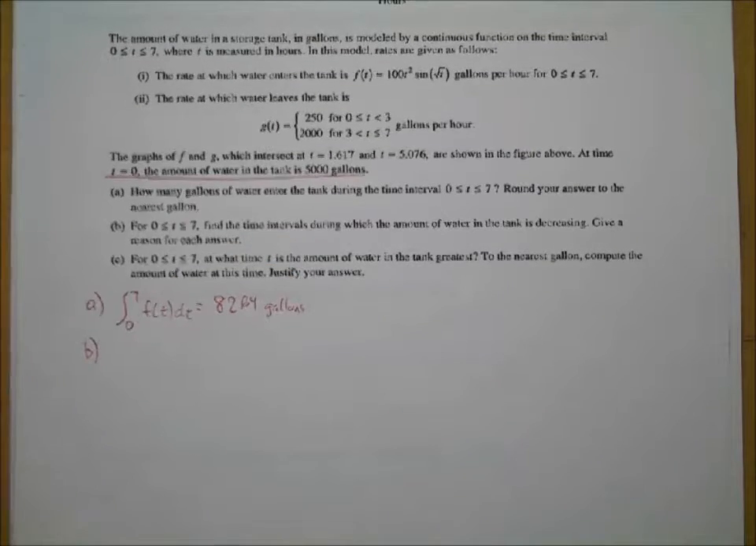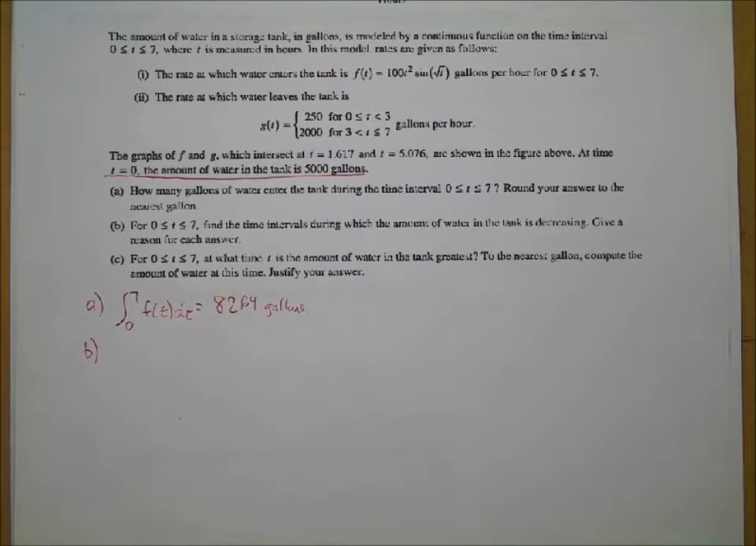All right, questions on A? Are we ready to move on to B? Yes. Okay, so letter B. For 0 less than or equal to t less than or equal to 7, find the time intervals during which the amount of water in the tank is decreasing. Give a reason for each answer. So we want to know when the amount of water in the tank is decreasing.